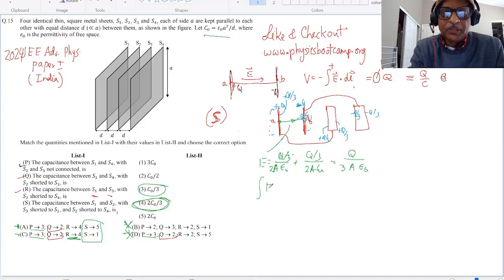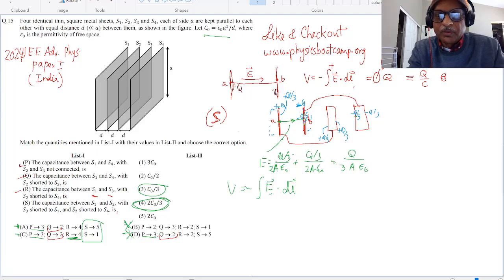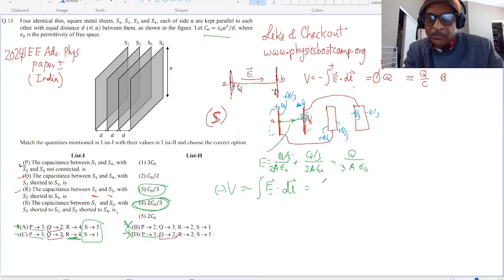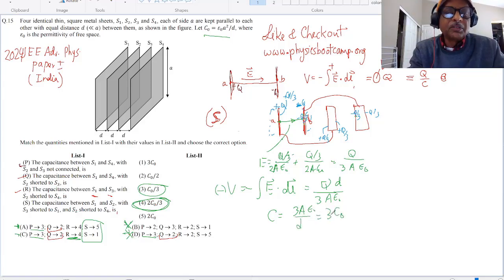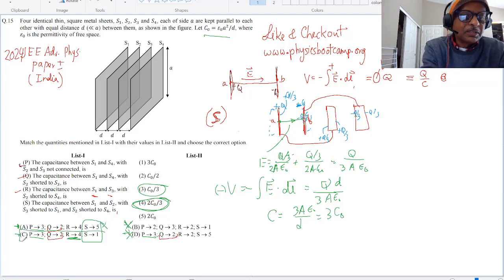I'm going to do E dot dl for the V, or minus V here. What we're going to find out is Q d over 3A epsilon naught. So C is going to be 3A epsilon naught over d, which is 3C naught. So that's not the case. So this is the case.